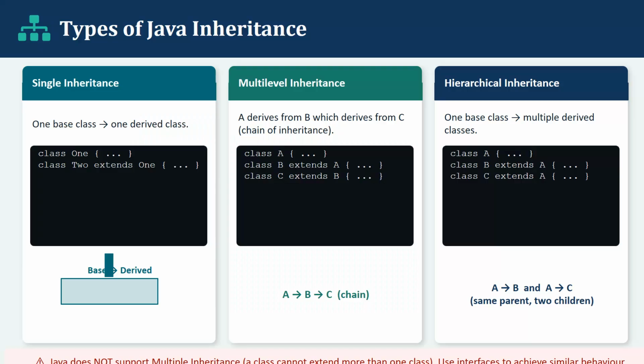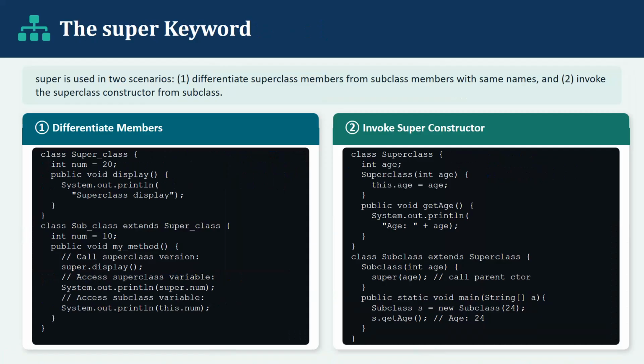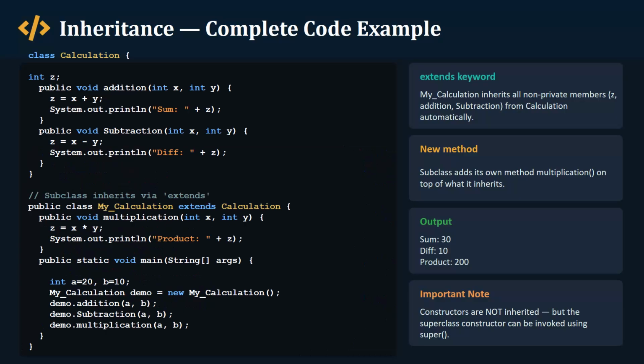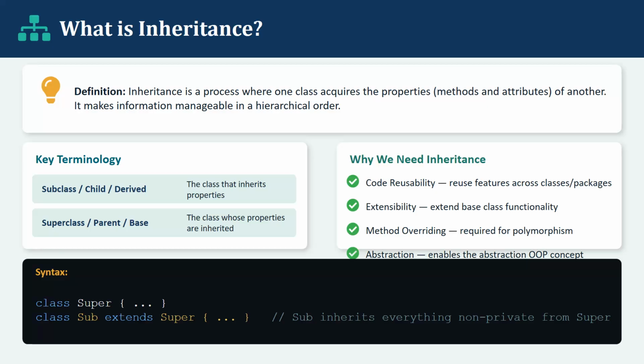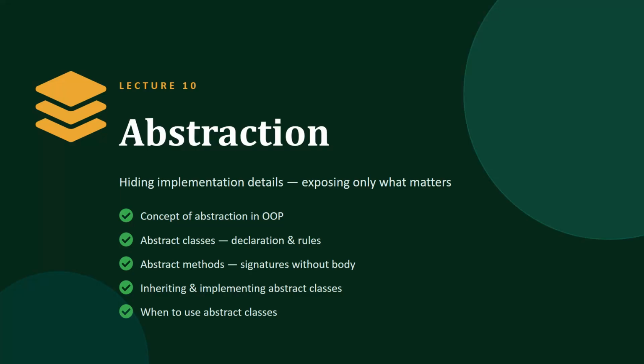You looked at the inheritance, types of inheritance, types of relations in inheritance, the difference of using key, super keywords, differential members, and invoking super constructors. All of that within the inheritance, you are able to implement that. Now, I want us to look at abstraction today, which is hiding implementation details while exposing only what matters.